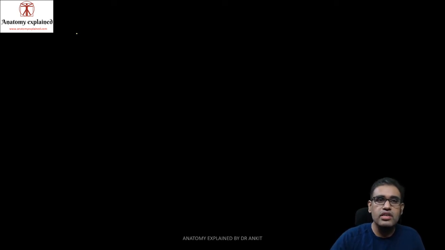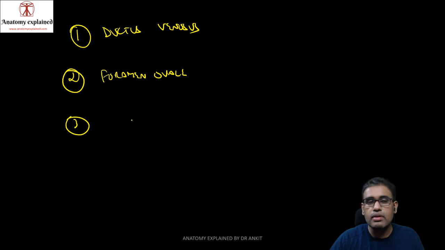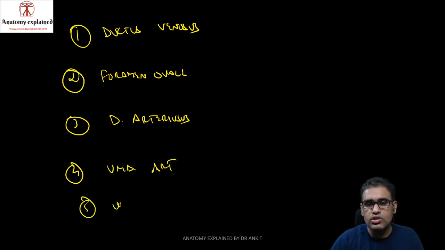So a few names we need to remember are the ductus venosus. The second name, if you remember, the foramen ovale. The third name is the ductus arteriosus. These are the changes. And the fourth name is the umbilical vessels. We include both the umbilical artery as well as the umbilical vein. These are the few names which we all should remember.